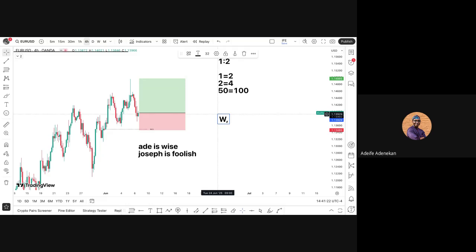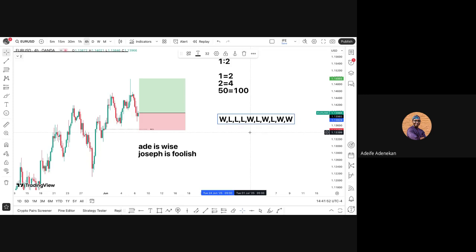Sorry, trade one is a win. Trade two is a loss. Trade three is a loss. Trade four is a loss. Trade five is a win. Trade six is a loss. Trade seven is a win. Trade eight is a loss. Trade nine is a win. And the last trade is a win. That's 1, 2, 3, 4, 5, 6, 7, 8, 9, 10.